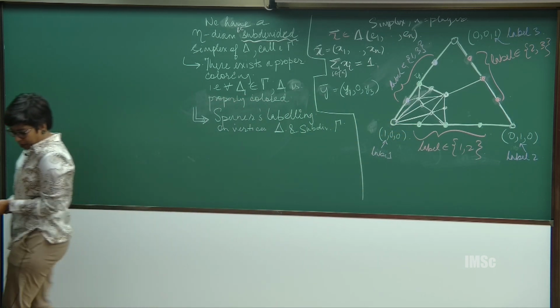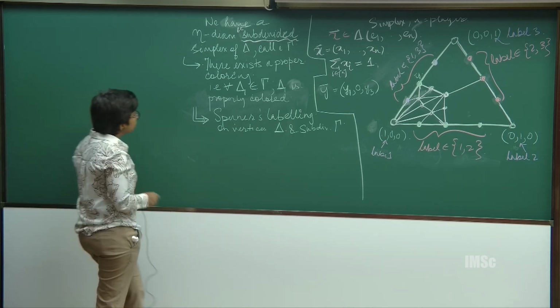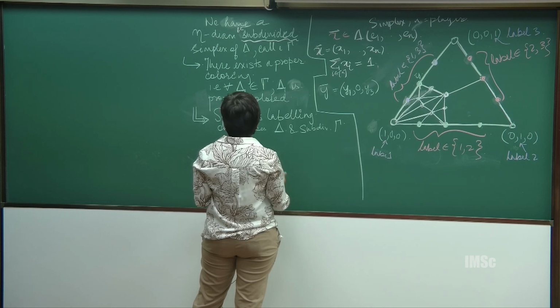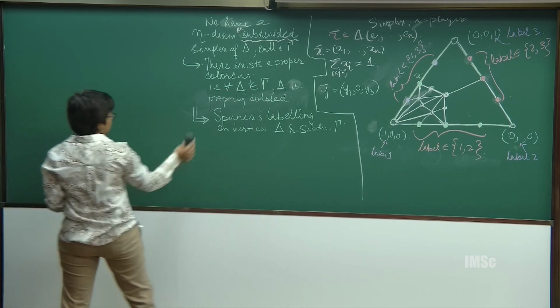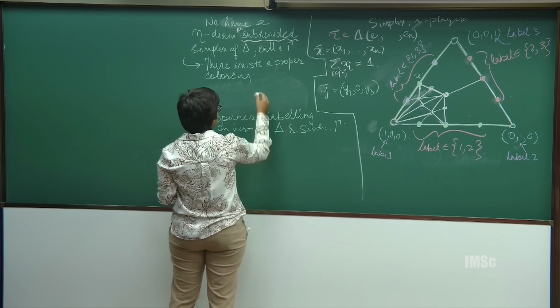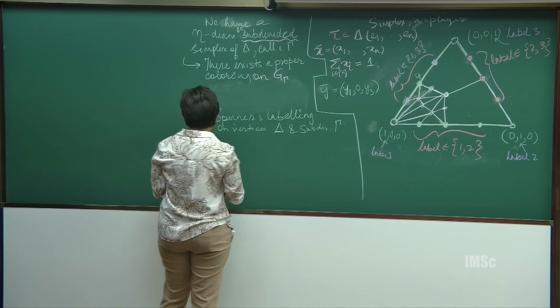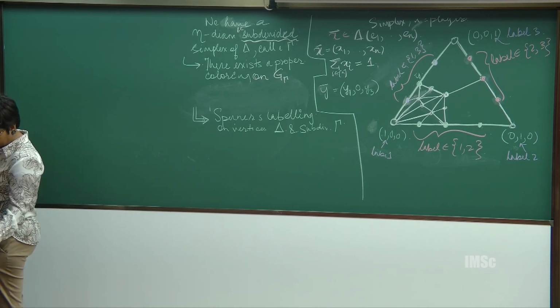Let me just write the property of the Sperner's labeling. Let us be more precise: there is a proper coloring on this graph G. From there we can create the labeling. So, it's a combination of a bunch of results.